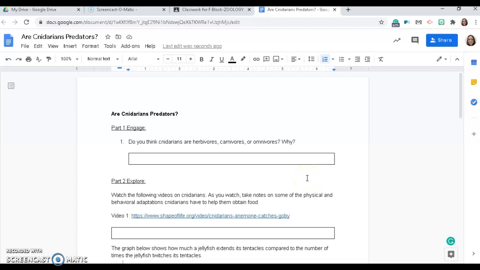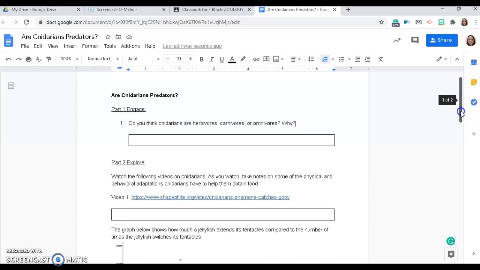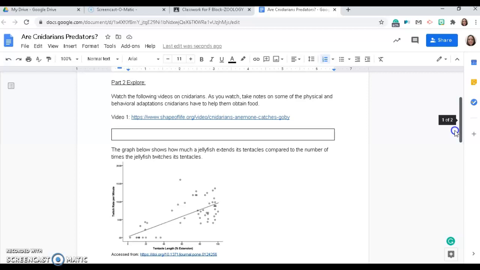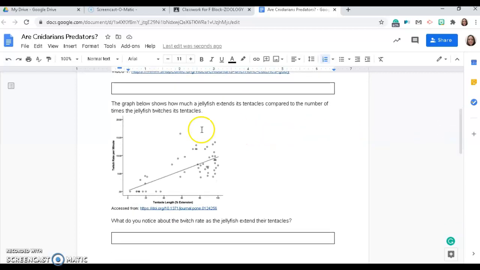For this activity, you are going to look at some behavioral evidence in order to determine whether cnidarians are predators. So for this activity, there's first a quick warm-up question. Do you think they're herbivores, carnivores, or omnivores, and why? Then there is a video about an anemone to watch, and then a graph that shows how much a jellyfish extends its tentacles compared to the number of times a jellyfish will twitch its tentacles. And some questions for you to answer about that.